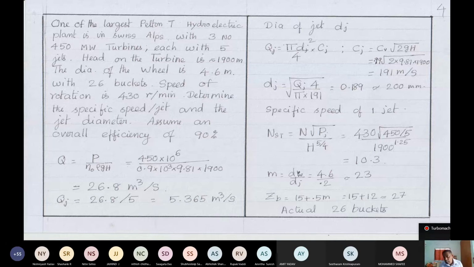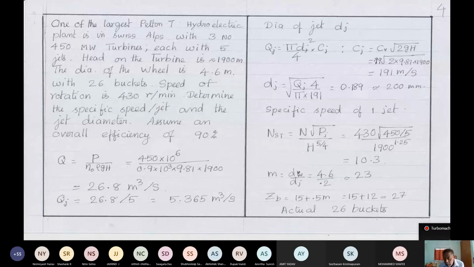Now, specific speed of one jet. So Ns is equal to N into root P jet by h power 5 by 4. So N is 430 rpm. Square root of P jet. P jet is 450 by 5 because the number of jets are 5. Total power is 450. Number of jets is 5. So the power for one jet is 450 by 5 divided by the head power 1.25. 5 by 4 is 1.25. So we get 10.3.